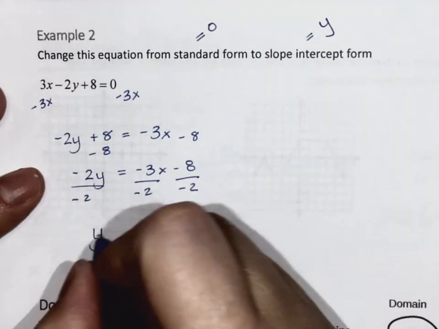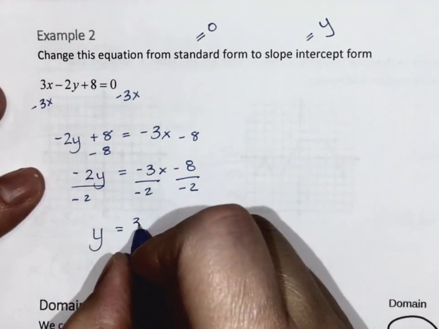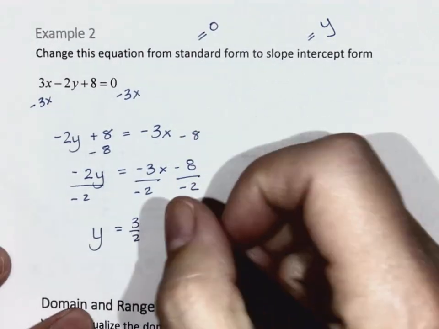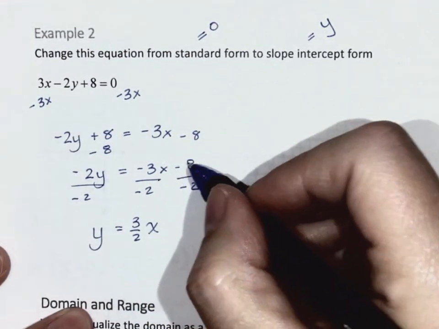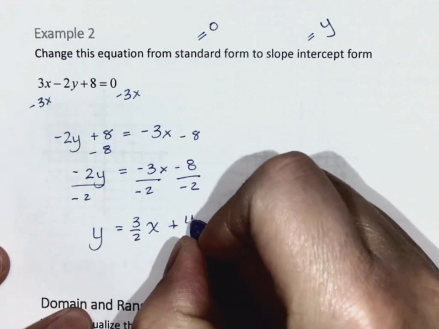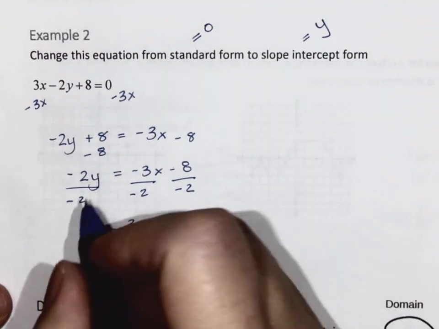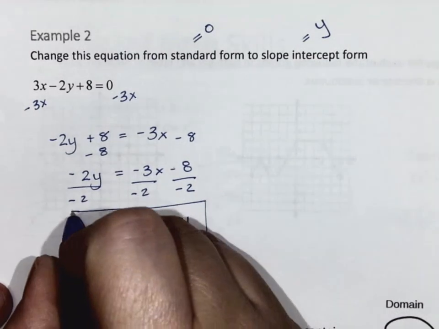So we're going to have y is equal to a positive 3/2, because when we have a negative divided by a negative, we never really leave it like that. We write it as a positive, and -8 divided by 2 is plus 4. And now this is in slope-intercept form.